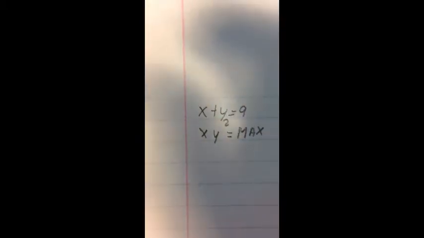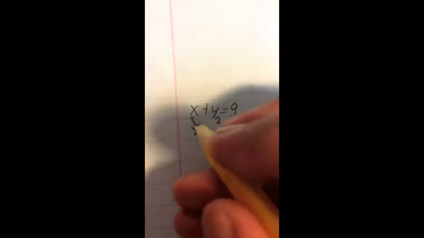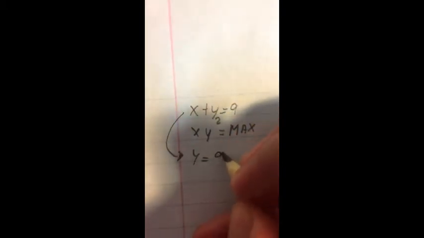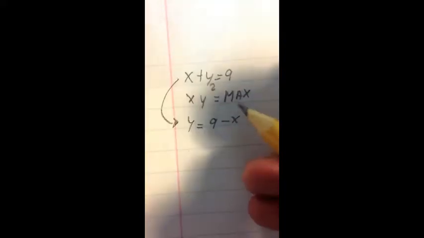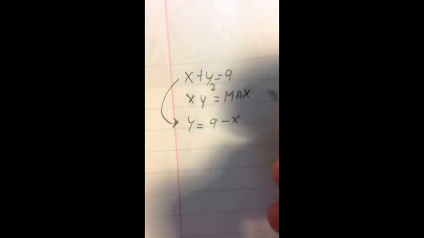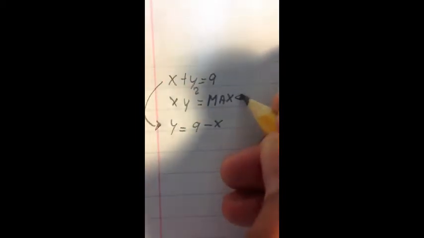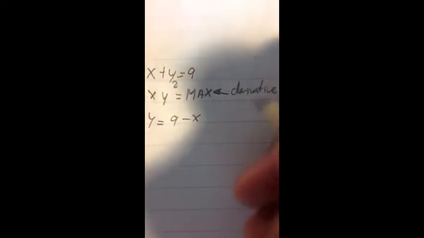So what we can do now is to leave one variable alone so that we can plug it in onto this equation. So that's what I'm going to do. I'm going to put y equals 9 minus x. So now that we have this formula, we plug it in here. And this will be the equation that we will be taking the derivative of.